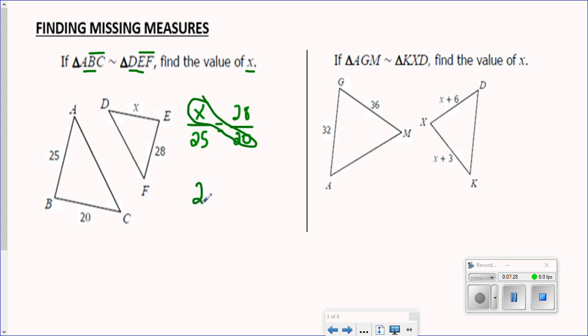So we get 20x. And then we multiply the 25 times the 28, and we get 700. And so now we just got to solve for x. So we're going to divide both sides by 20, and then we get x is equal to 35.